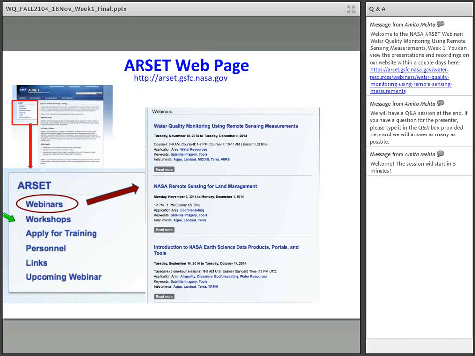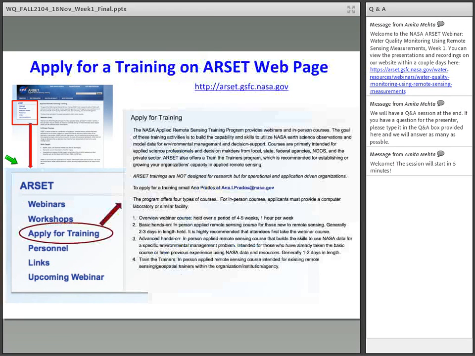Similarly, workshops are also there. Hands-on training material can be found. Several case studies can be found too. And there is an apply for training link here. Anyone after taking webinars or after going through the material on the website who wants to apply for a training or needs more advanced training can apply through this link.